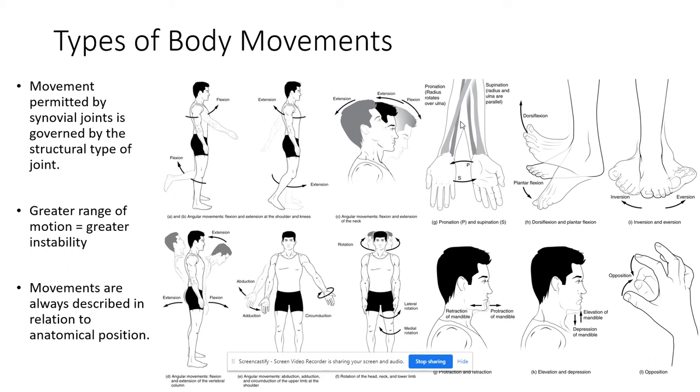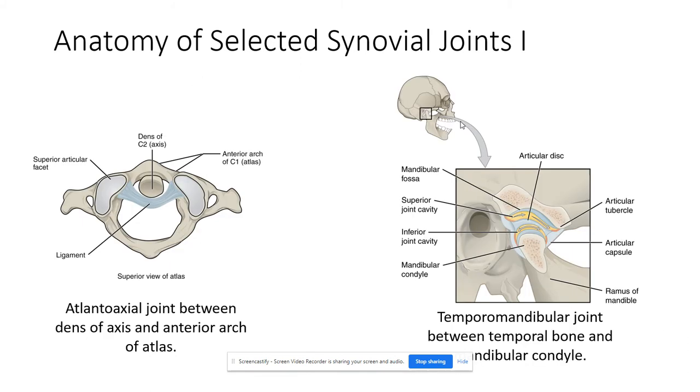So I've provided you with a list of some of the prominent ranges of motion that you should be familiar with. Some of the ones I would be most familiar with would be flexion, extension, abduction, and adduction, eversion, pronation, supination. All of them are important to know. Those are the ones that stand out to me. Greater ranges of motion mean greater instability. Movements are always described in relation to the anatomical position.